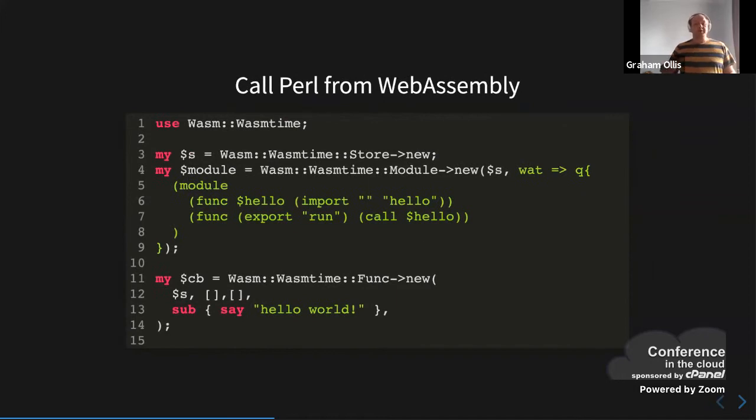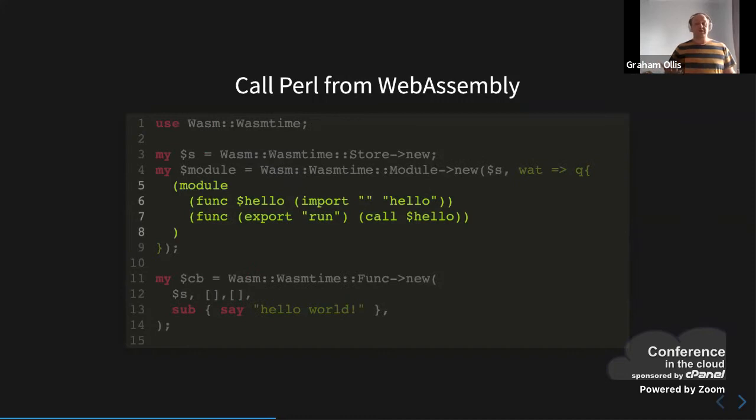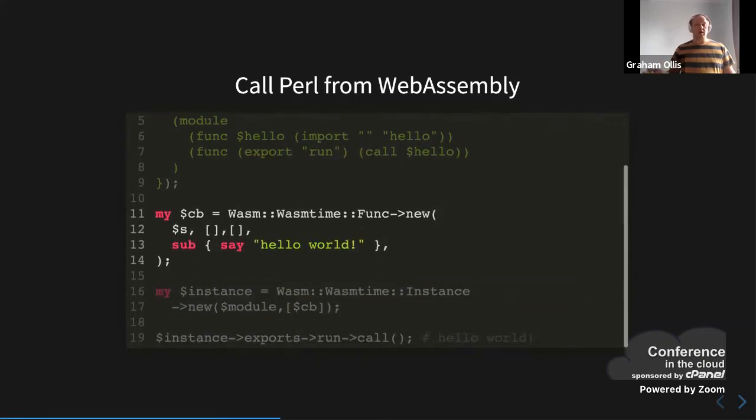You can also call Perl from WebAssembly. Again, we provide the WebAssembly text inline here. This module has just two functions. One is imported from Perl called hello. The other is exported from the module and called run. Next, we create a Wasm::Wasmtime func object for our Perl callback.